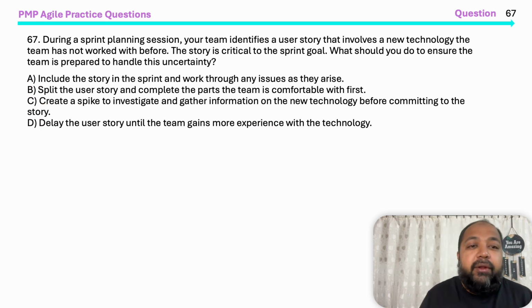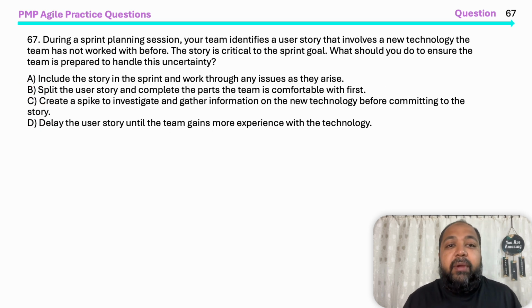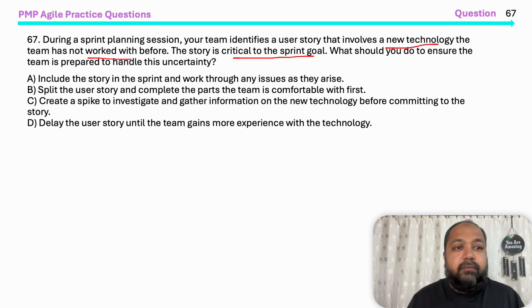Question 67. During a sprint planning session, your team identifies a user story that involves new technology that the team has not worked with before. I have worked on such a project. The story is critical to the sprint goal. What should you do to ensure the team is prepared to handle the uncertainty?